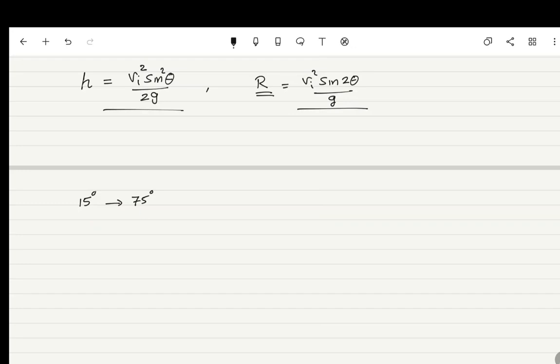But the height is absolutely different. For 75 degrees, it will be much larger than for 15 degrees. Again, 30 degrees will obtain the same range as 60. Now, to have the maximum range, you should fire the object at exactly 45 degrees. So 45 multiplied by 2 is 90, sine 90 equals 1, and this is the maximum value for the sine. So the maximum range will be obtained upon firing the object at 45 degrees.